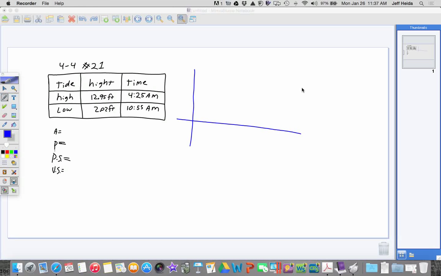So we have high tide at 4:25, and then we have low tide at 10:55, and we would label those 12.95 and 2.02. And then I'm just going to connect them with something that kind of looks like part of a sine wave, and we already know my drawing is not that accurate. So we need to come up with amplitude, period, phase shift, vertical shift, write the equation, and then find out what the depth of the water is at 8:45 p.m.